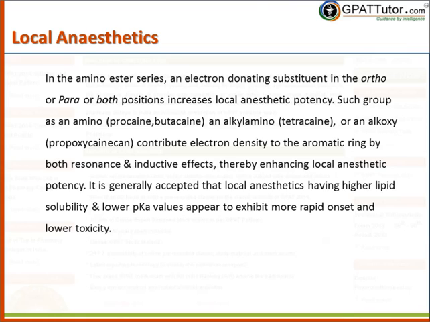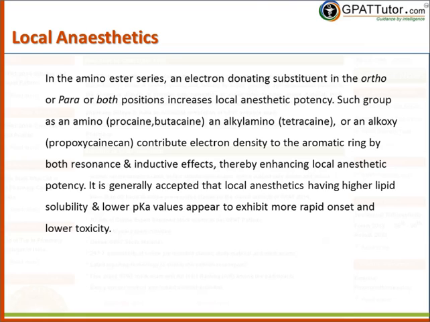In the amino ester series, an electron donating substituent in the ortho or para position, or both, increases the potency. Such a group is amino in the case of procaine, alkylamino in the case of tetracaine, and alkoxy in the case of propoxycaine. Please refer to the structures of the respective molecules for better understanding. These electron donating groups provide more electron density to the aromatic ring, both by resonance and by inductive effect, which promotes the local anesthetic property.